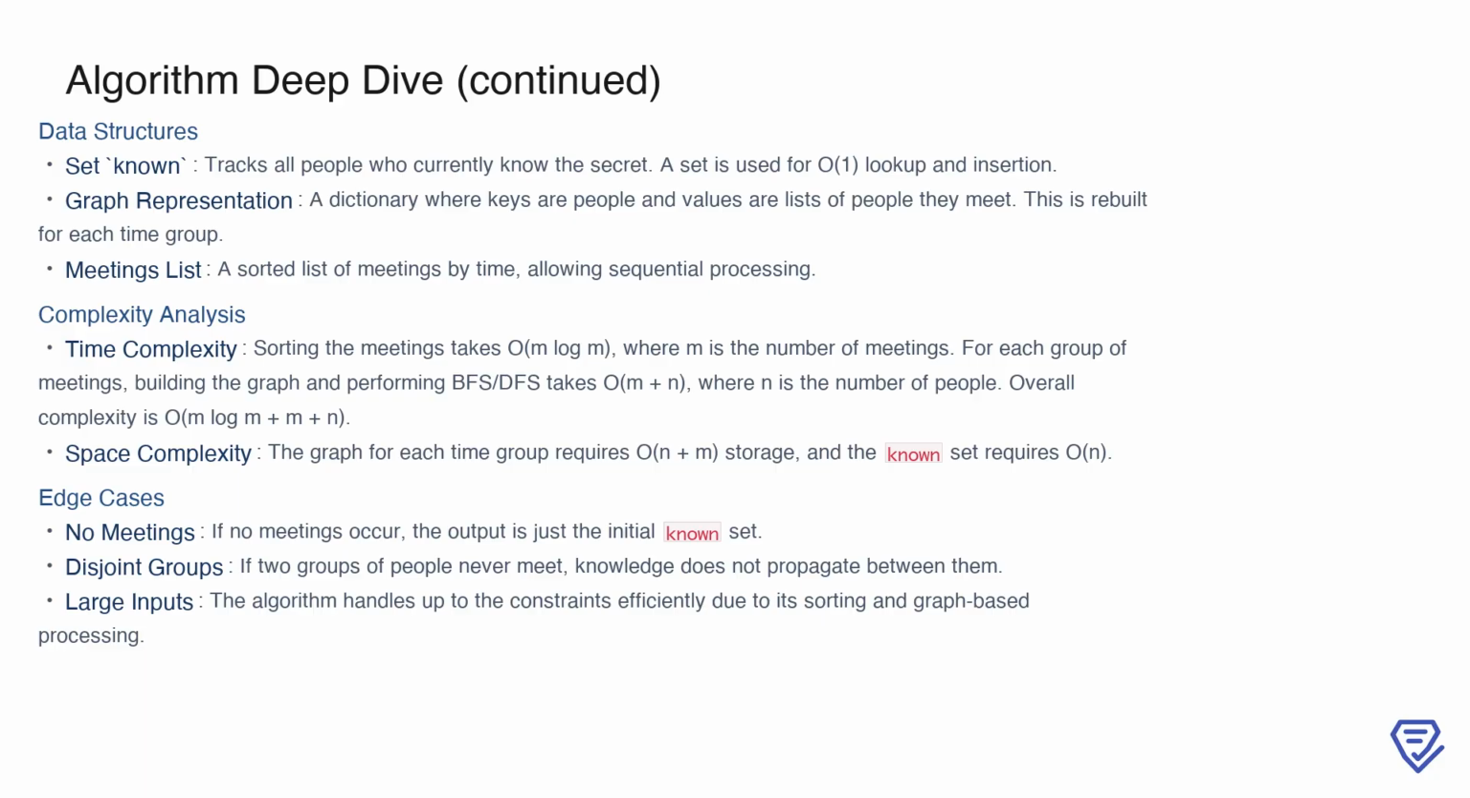Edge cases include scenarios with no meetings, where the result is simply the initial known set, or disjoint groups, where the secret doesn't propagate between isolated clusters. The algorithm is optimized to handle large inputs efficiently.